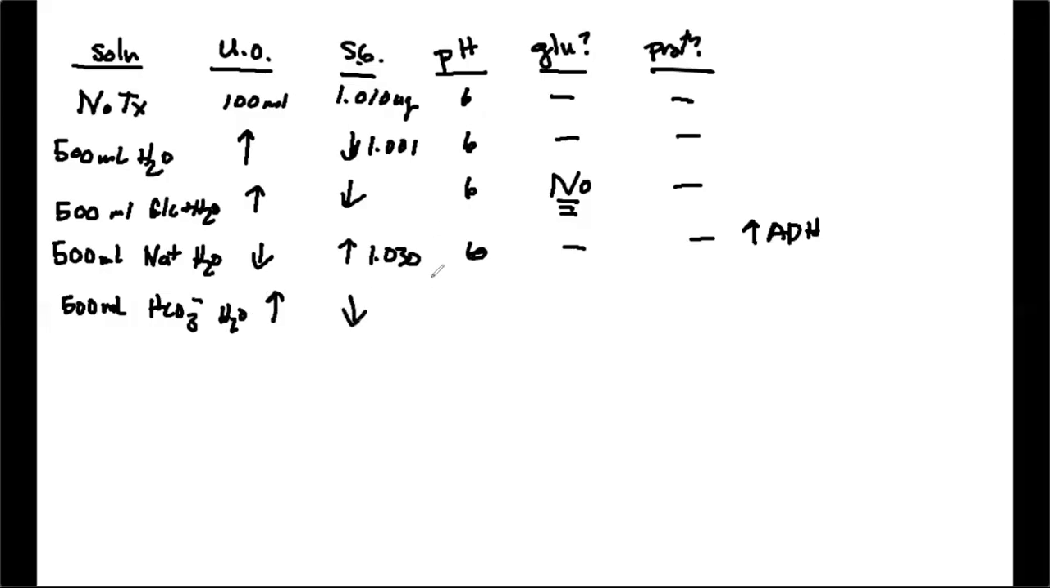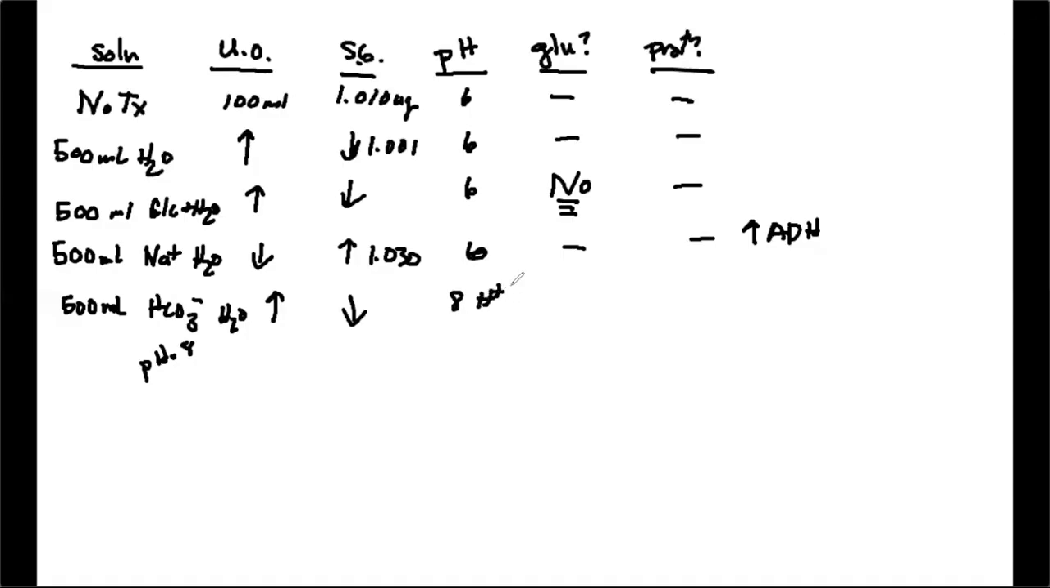Now here's a trick. Bicarbonate has a pH of about 7 to 8. Okay. So your blood pH is going to be high, right? Your blood pH is going to be 8. And so you're going to hold on to protons instead of secreting them.